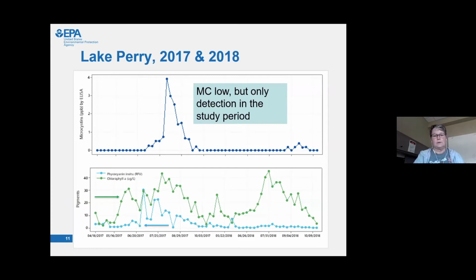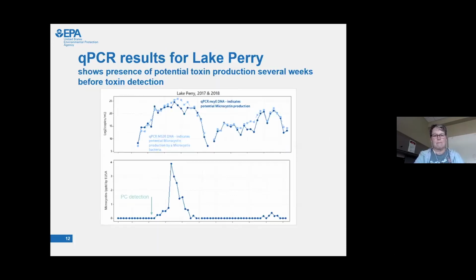So what this really showed me was you can use chlorophyll, and it's a gross explanation of what's happening in the lake, but the phycocyanin signal really popped for us right before we saw the bloom in the lake and the toxins. So we really like using phycocyanin to give us a heads up on what's happening in the lake. And those were just phycocyanin measurements from the grab samples, not an in situ sonde.